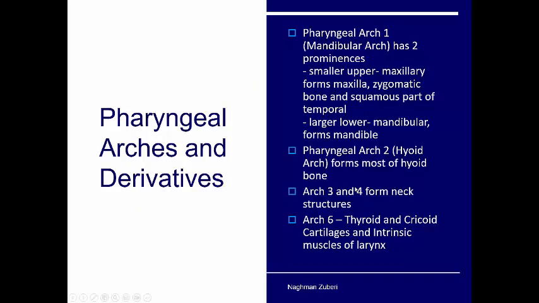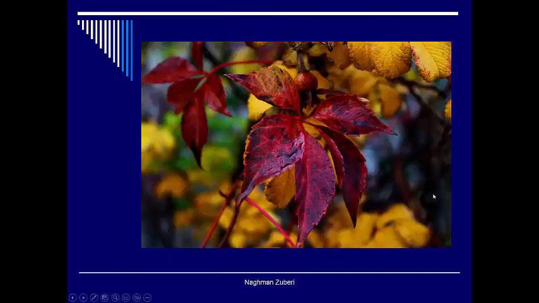Pharyngeal arches and derivatives, just a quick review. Pharyngeal arch 1, the mandibular arch, has two prominences. The smaller upper maxillary prominence forms the maxilla, zygomatic bone, and squamous part of the temporal bone. The larger lower mandibular prominence forms the mandible. Pharyngeal arch 2, the hyoid arch, forms most of the hyoid bone. Arches 3 and 4 form neck structures. Arch 6 forms the thyroid and cricoid cartilages and intrinsic muscles of the larynx.